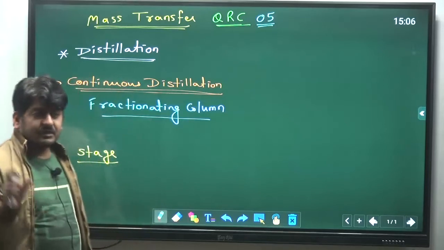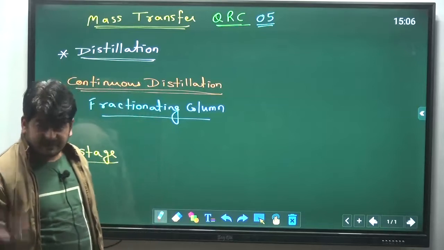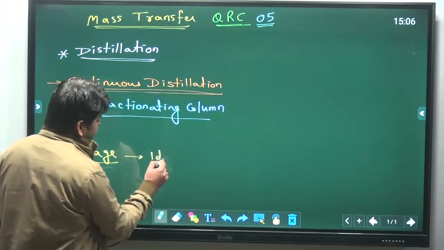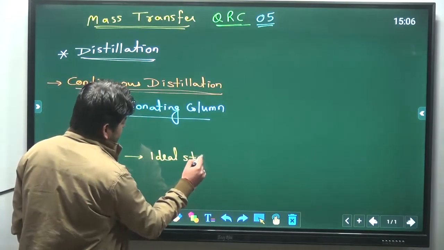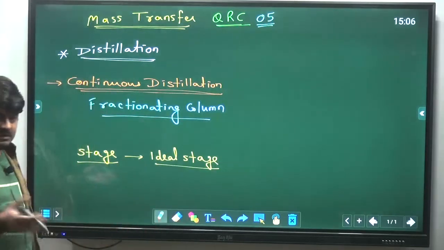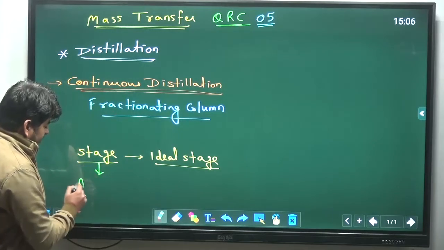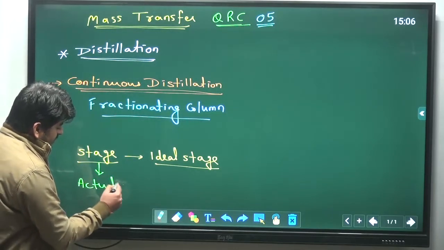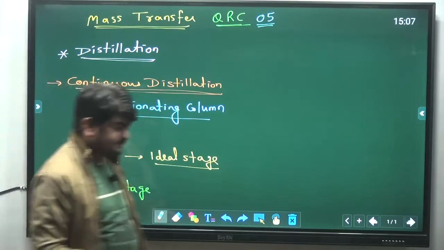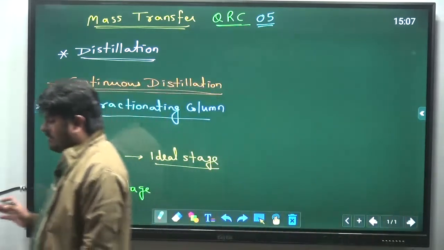Okay, if the liquid and vapor phases are definitely in the equilibrium, then that is called ideal stage. If they are not in the equilibrium, but still liquid and vapor phase are forming and leaving, then that is the actual stage. Or you can say non-ideal stage, or you can say the real stage. I hope this part is clear to all of you.